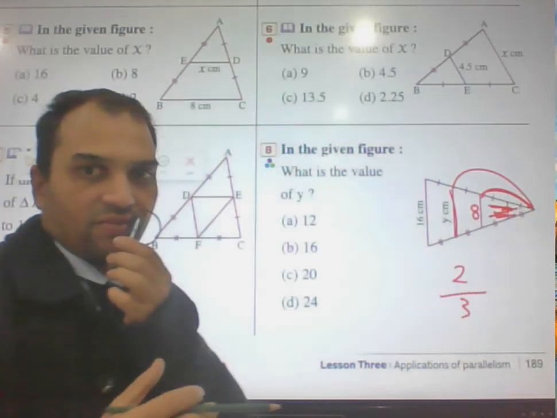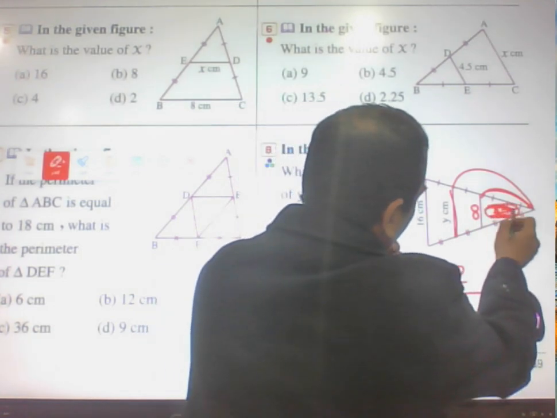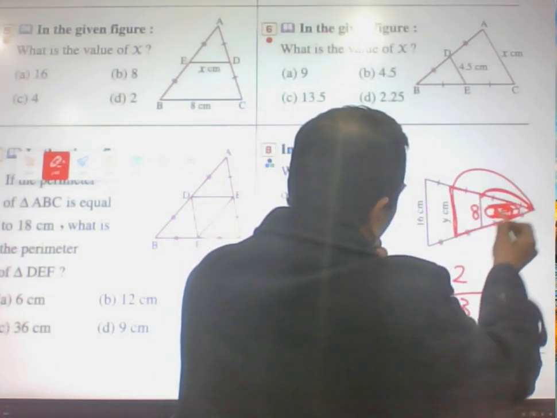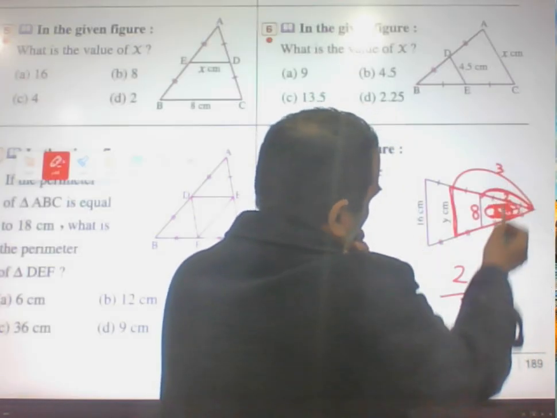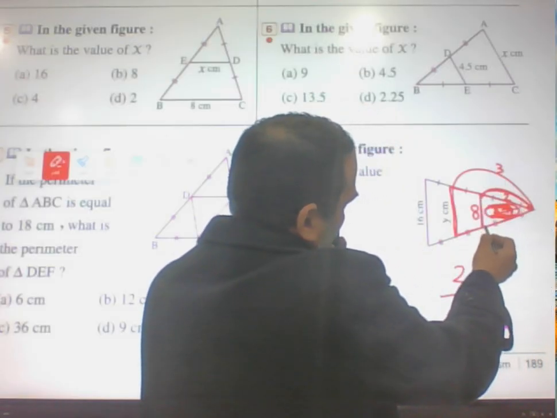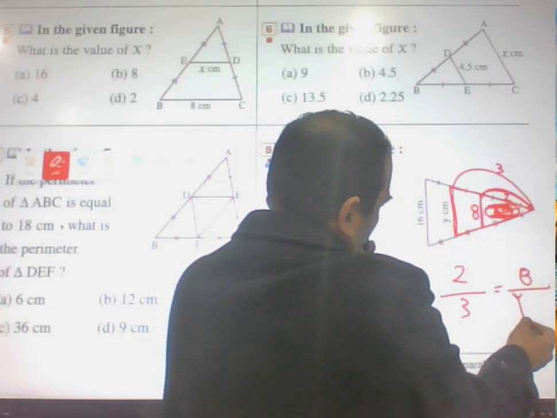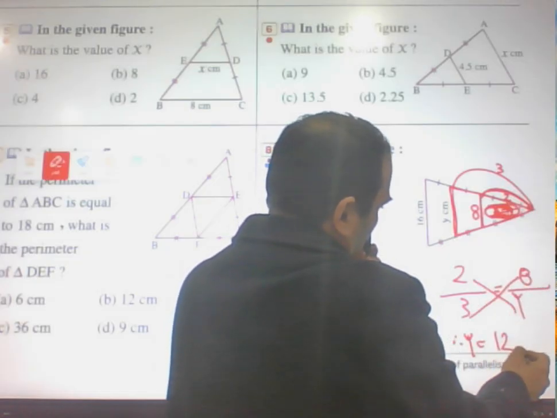Because I will write the similarity between the small triangle and the greater triangle. The small triangle in this color and the greater triangle here. This side here has 2 parts and the greatest has 3 parts, then 2 over 3 is equivalent to the first base of the small, equal 8, over the biggest, y. Then y equals 3 times 8, 24. 24 divided by 2 equals 12 centimeters.